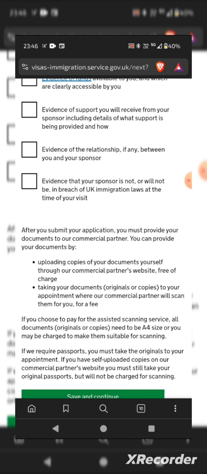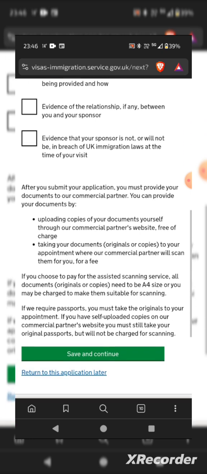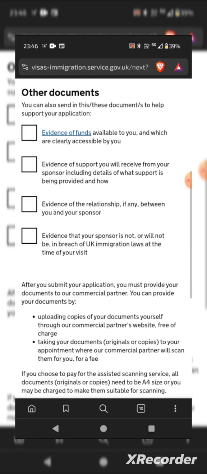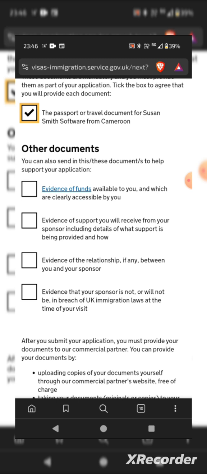Then evidence that your sponsor will not be in breach of immigration laws. In this case, your sponsor needs to write a letter or show their immigration status first, that they are living in the UK legally, right? If they are renting or if they have a house, show a mortgage or mortgage number to show that they actually have a house, show that they're actually working and all of those things like that, okay? And that's it, guys. Literally, that's it. These four things you need to click on them all.